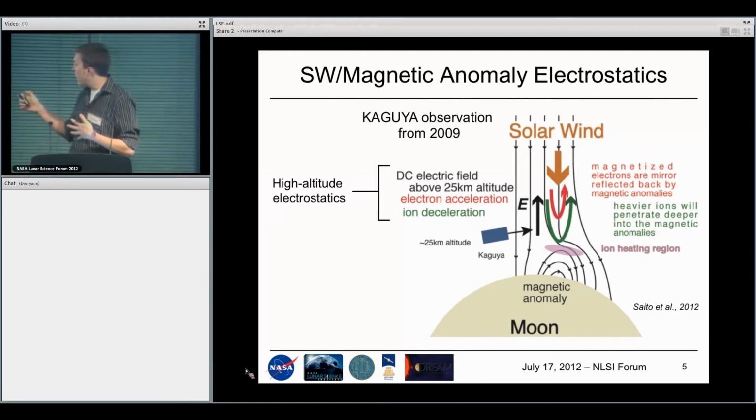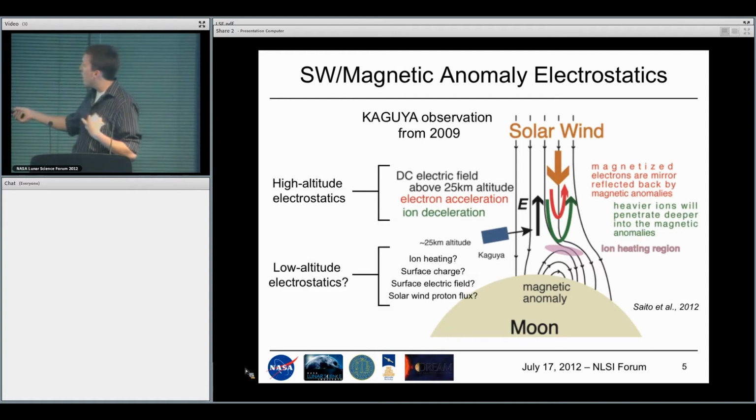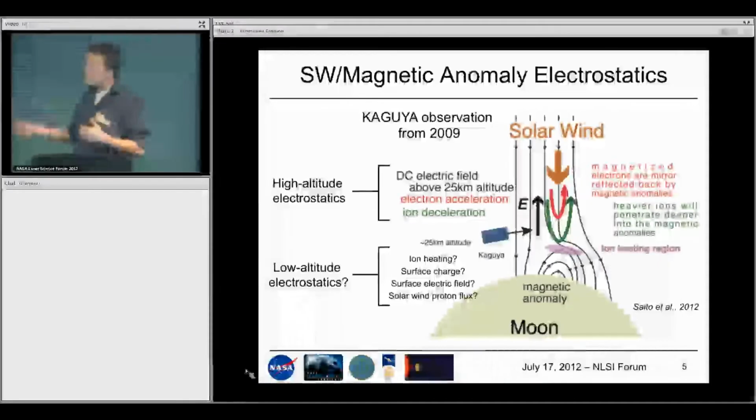Now, the cartoon picture that you get from this is that the magnetized ions are reflected very efficiently by the magnetic mirror effect. The ions sort of lumber in a little bit more, and this sets up this charge separation, which leads to an electric field.